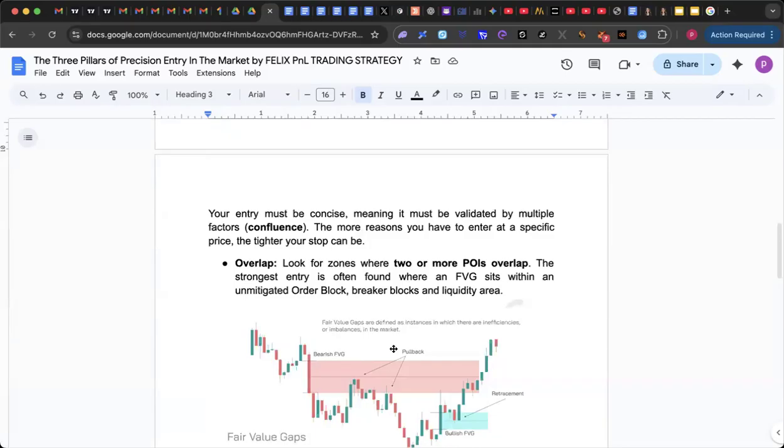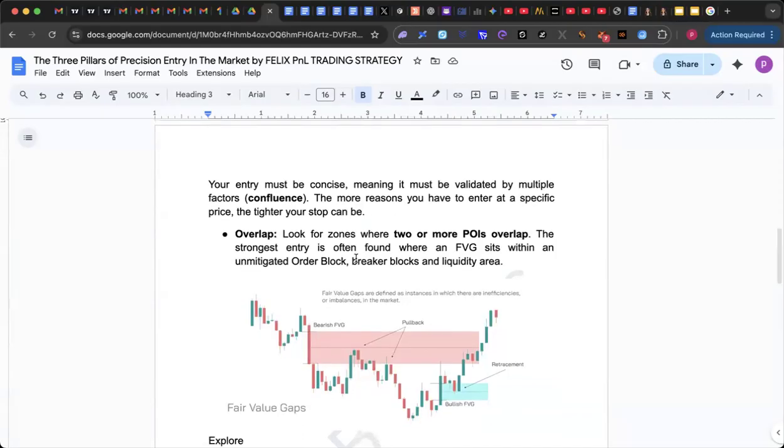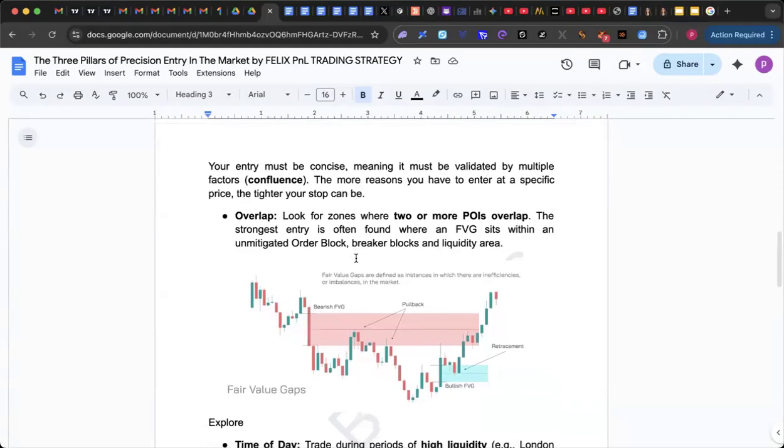Like I said, your entry must be concise, meaning it must be validated by multiple factors. The more reasons you have to enter at a specific price, the tighter your stop can be. So for instance, an overlap: look for zones where two or more POIs overlap. The strongest entry is often found where there's an FVG sitting within an unmitigated order block, a breaker block, or a liquidity area. So for instance, a market comes and sweeps liquidity.